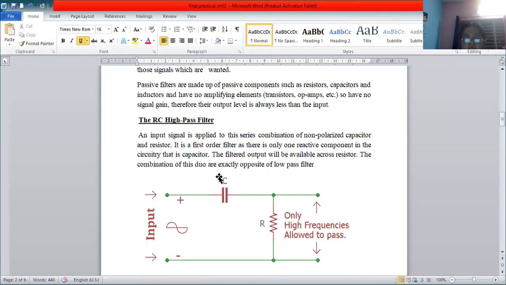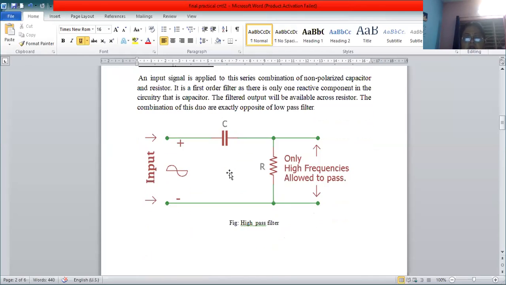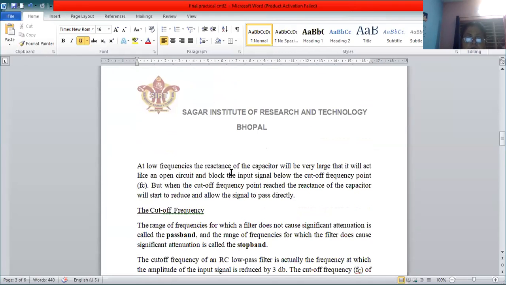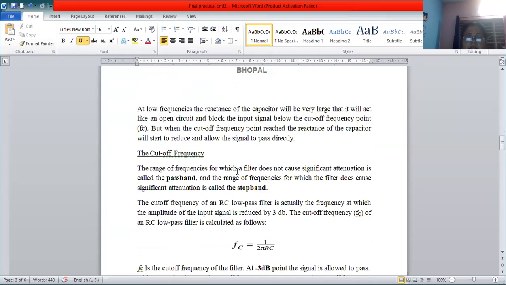The combination is exactly opposite of the low-pass filter. At low frequencies, the reactance of the capacitor will be very large and it will act like an open circuit and block the input signal below the cutoff frequency point. But when the cutoff frequency point is reached, the reactance of the capacitor will start to reduce and allow the signal to pass directly.